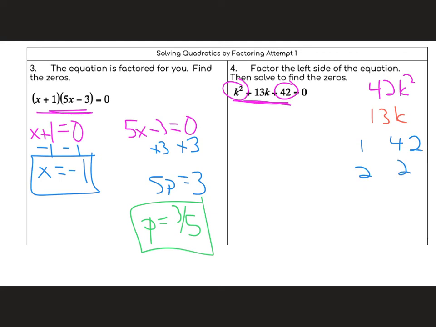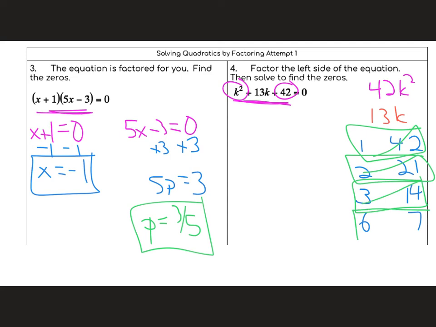1 and 42, 2 and 21, 3 and 14, 4 doesn't work, 5 doesn't work, 6 and 7. Which ones add to 13? Those ones don't make 13, those ones don't make 13, those ones don't make 13, those ones do make 13. So it's going to be 6k, 7k. Leave the k squared and the 42 alone. Rewrite the middle term as 6k and 7k.